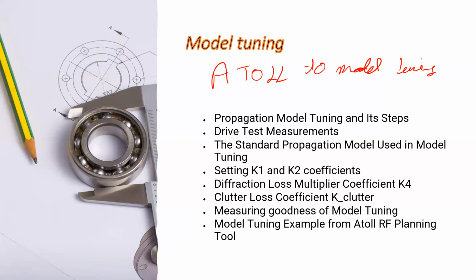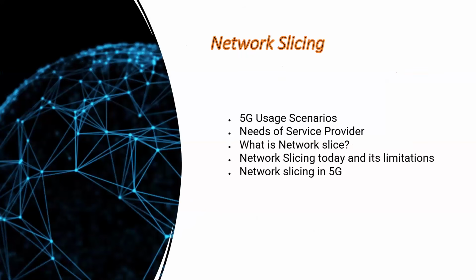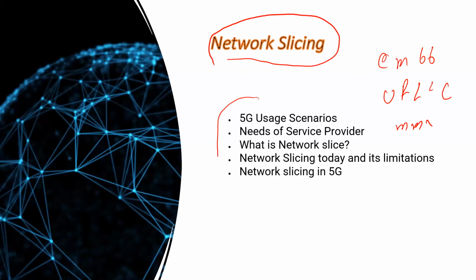And in the last module, we will discuss network slicing. Network slicing is very much required in case of 5G because there are various new scenarios like eMBB, URLLC, and mMTC. It was not present in any of the previous technologies. Since 5G supports many use cases, it needs something new to support all of them, and that is called network slicing. In this module, all these things will be explained in detail.